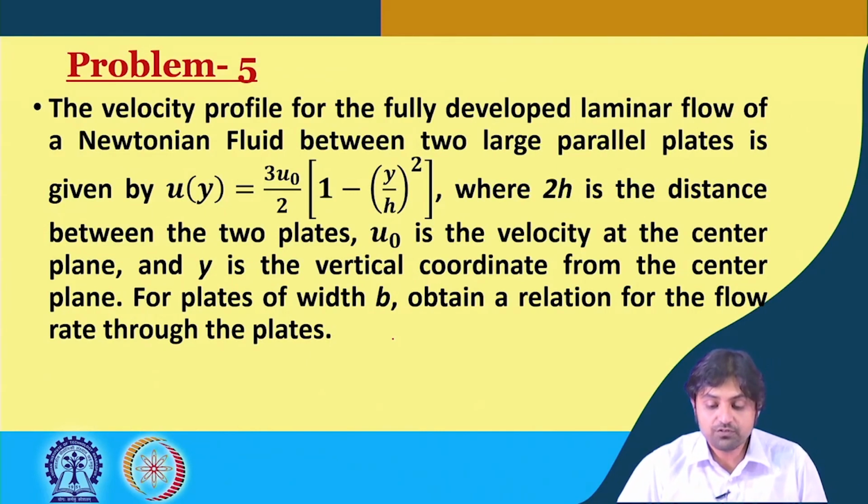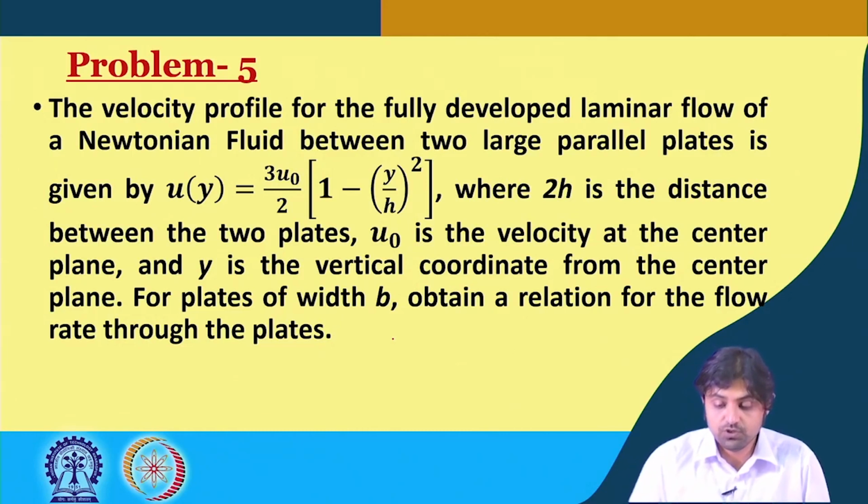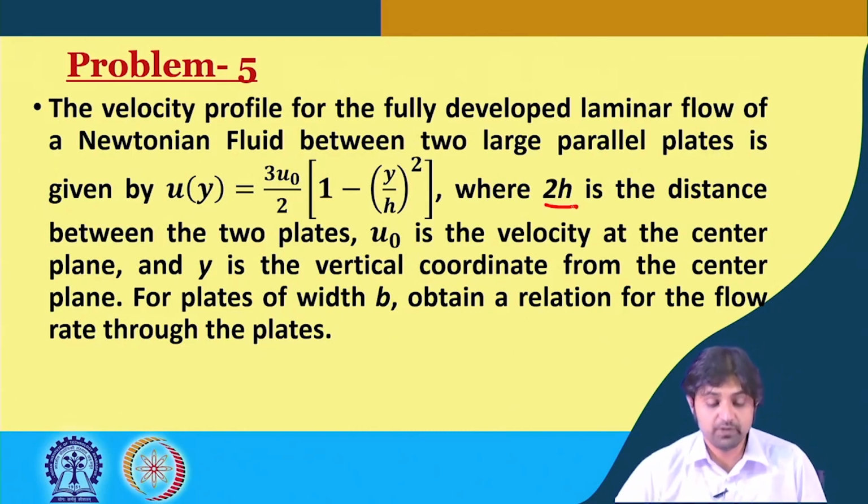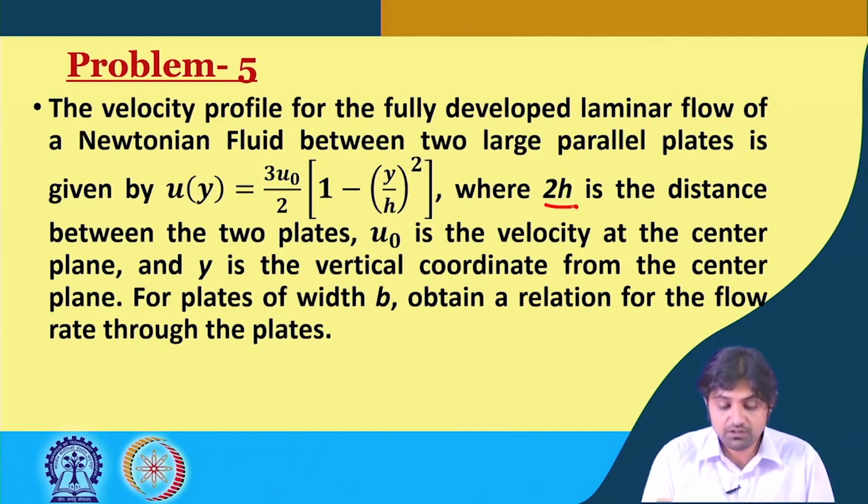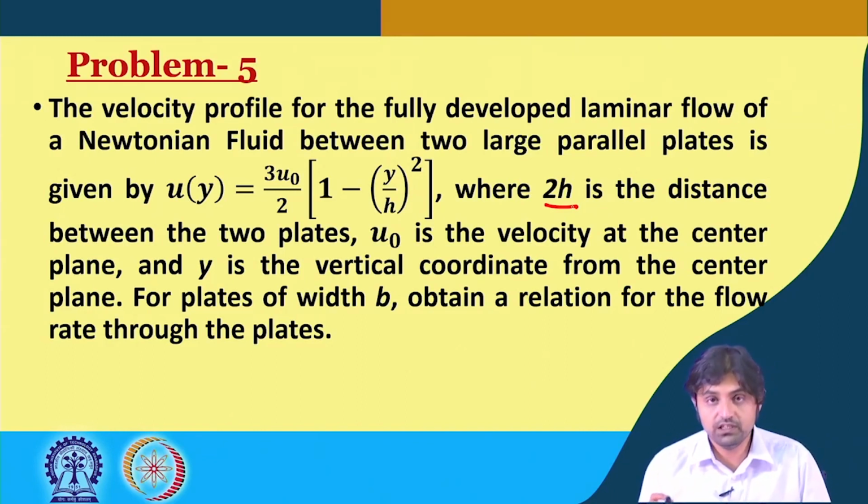The velocity profile for the fully developed laminar flow of a Newtonian fluid between two large plates is given by, so we have been given a new profile. Uy is given as 3 u naught by 2 into 1 minus y by h whole square, where 2h is the distance between two plates, u naught is the velocity at the center plane, and y is the vertical coordinate from the center plane. So more importantly, the frame of reference or x and y axis is not at the bottom, but it starts from the middle between the plates. For the plates of width b, obtain a relationship of flow rate through the plates.